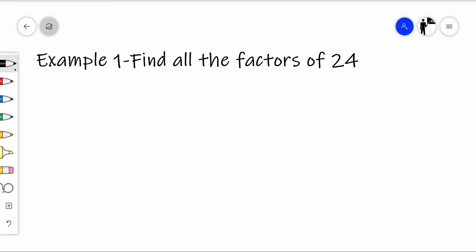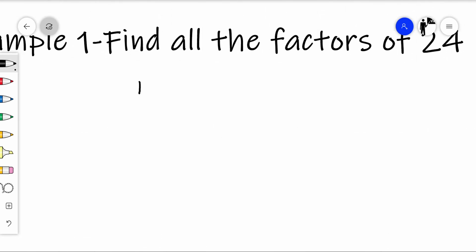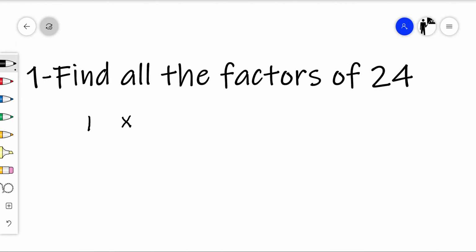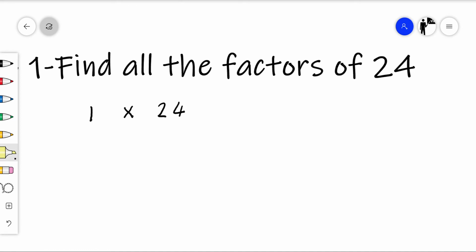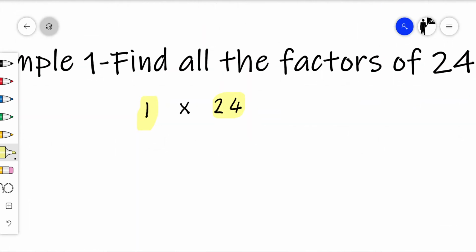So I know that every number can be divided by 1. And I think, 1 times what is 24? Well, I know 1 times 24 is 24. So therefore, see this wee fact here? I now know that 1 is a factor of 24 as well as 24, because 24 can be divided by 1 and it can be divided by 24.